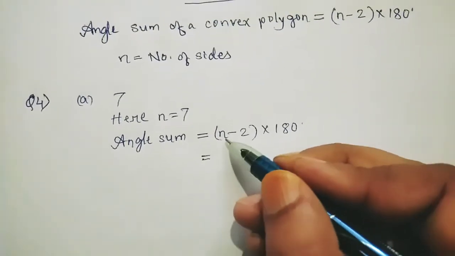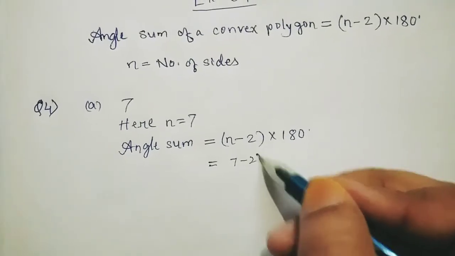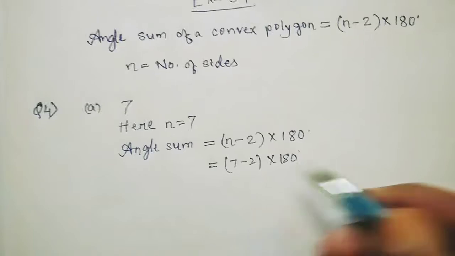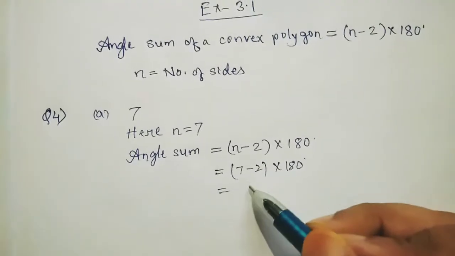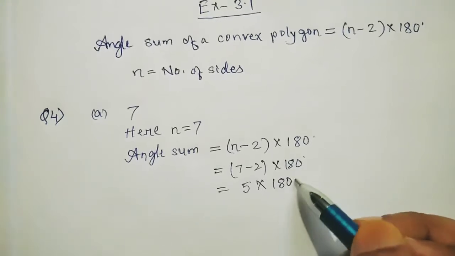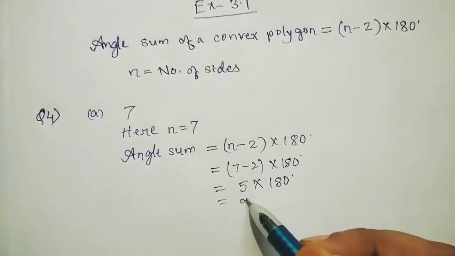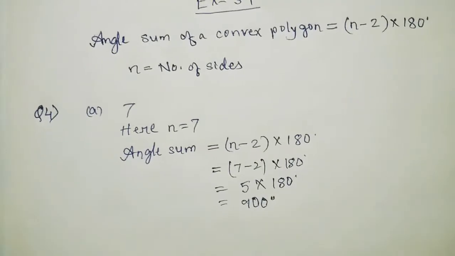Then write down the n value you have to put here, 7, minus 2 into 180 degree. Now calculate it. 7 minus 2 is what? 5 into 180 degree. So the answer is what? 5 times 18 is 90, and with this 0 there, it is 900 degree.